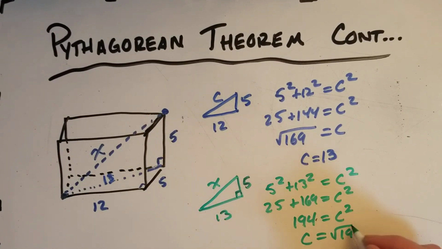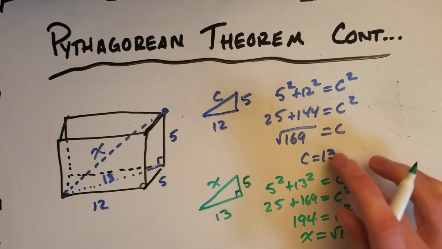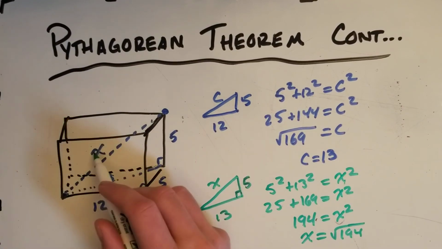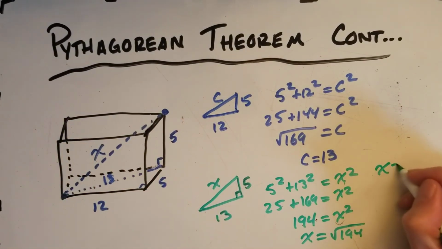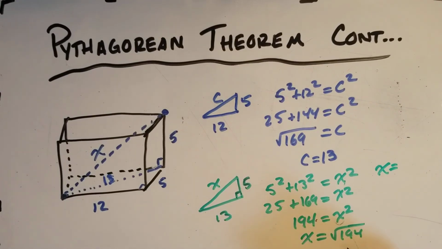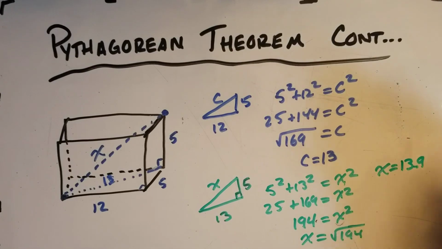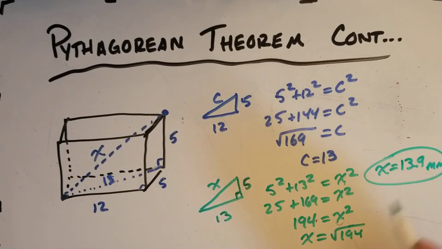Let's clean that. And when you evaluate, oh sorry, this shouldn't be c, this should be x. We call it x here. So x would equal, well, when you take the square root of this, a little bit less than 14. We'll round it off to 13.9, and we're in the units of millimeters. So that would be your value of x.